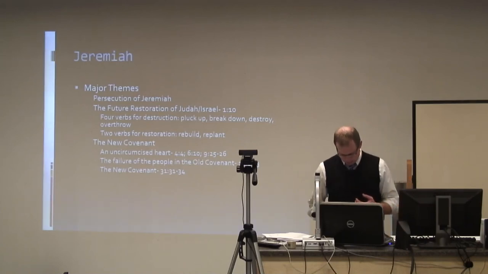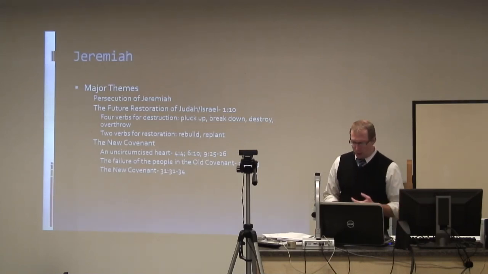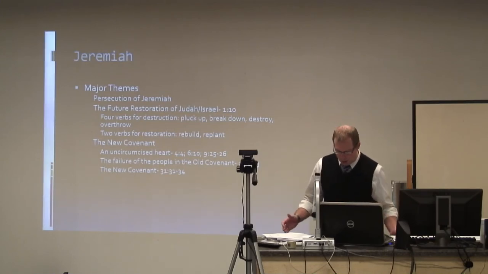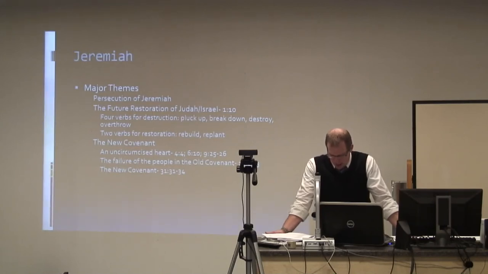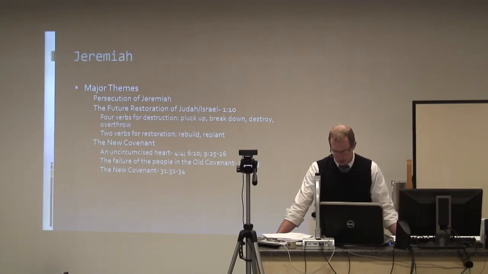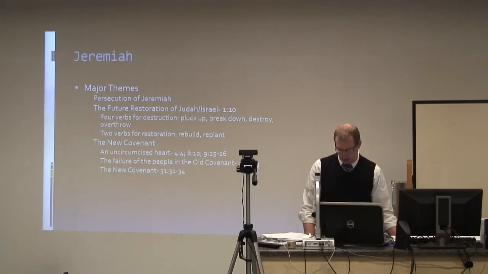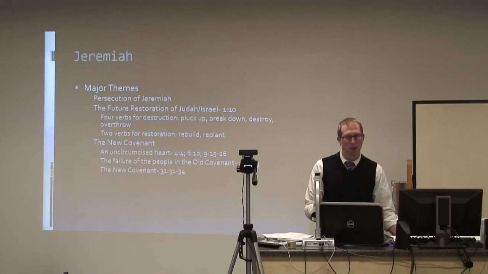brings this out. Behold, days are coming, declares the Lord, when I will make a new covenant with the house of Israel, with the house of Judah, not like the covenant which I made with their fathers in the day when I took them by the hand to bring them out of the land of Egypt, my covenant which they broke, although I was a husband to them, declares the Lord. Where does that sound familiar from? Well, he uses exactly that language back in chapter 11, right? To describe the Mosaic covenant.